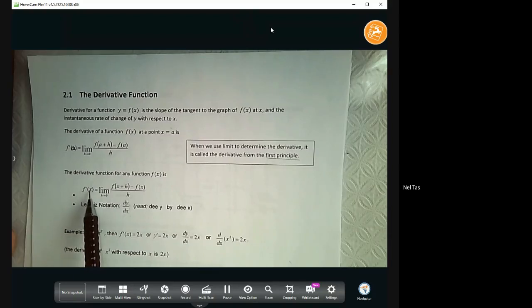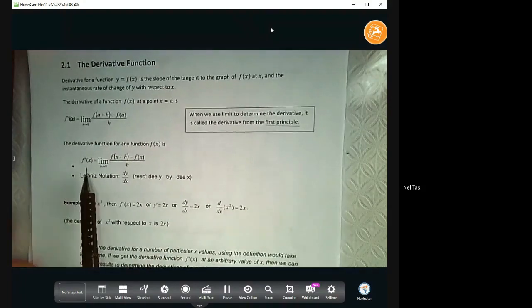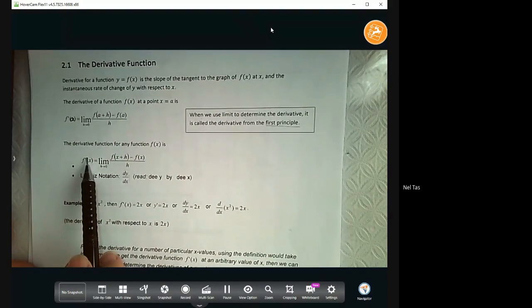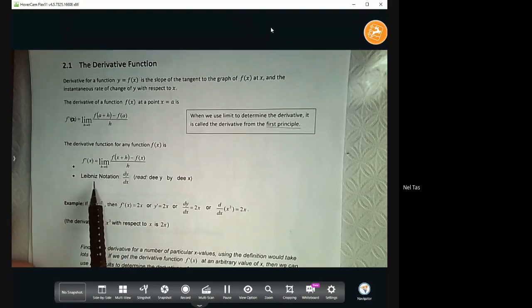There are different notations, and I'm going to show you all of them. One is f prime, which means derivative function. We have Leibniz notation, dy by dx. This is not dy divided by dx, but it is read as dy by dx. It means you are taking the derivative of y with respect to the variable x. So f prime and dy by dx mean the same thing, the derivative function.